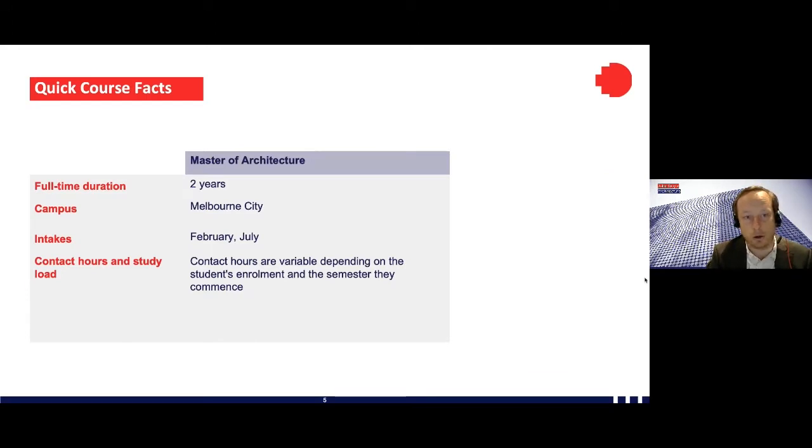You'll be doing that hopefully with us in the City of Melbourne at our Melbourne campus, which is right in the centre of the city. We take people in twice yearly for the start of semester 1 and semester 2 in February and in July. It's probably worth pointing out that the contact hours you'll be undertaking are variable depending on when you enrol, what you enrol in, and the pathway you take through the program. And I'll talk a little bit about that today.